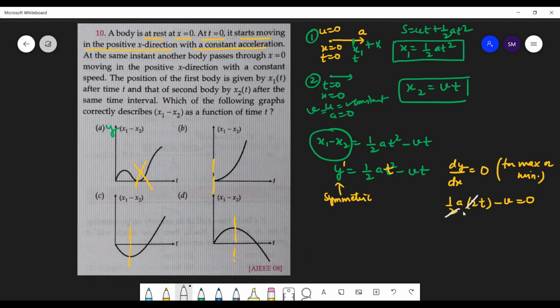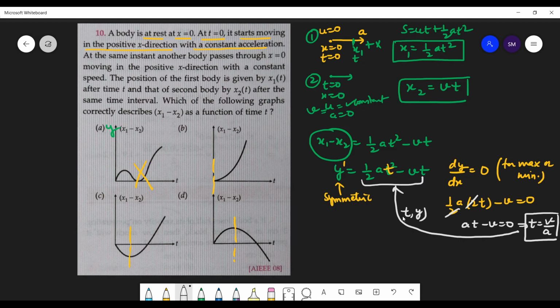So 2 will cancel out. You get at minus v equals to 0. So you get t is equal to v by a. So you will have a point, it can be maxima, it can be minima at t equal to v by a. Put t equals to v by a in this value. Here you will get the value of y. Okay, so you will get 2 points, that is t comma y. Is this clear? So this is vertex, but we don't know whether this is maxima or minima. Let us find out whether this is maxima or minima.